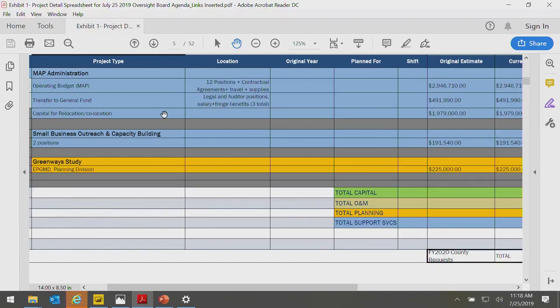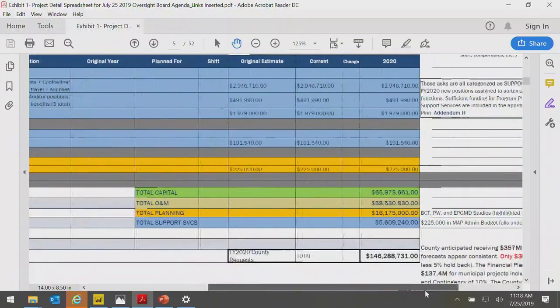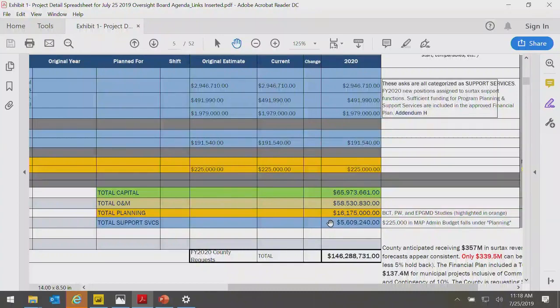We have $191,000 additional dollars for 2 positions doing outreach to the small businesses, as well as engagement, recruitment, events, and education. And then the planning division will receive $225,000 for a greenways study that we detailed for you during the workshop. And the total for support services is $5,609,240, and $225,000 of that actually goes to a different agency, and that's the Greenway study. Thank you. Okay, thank you.